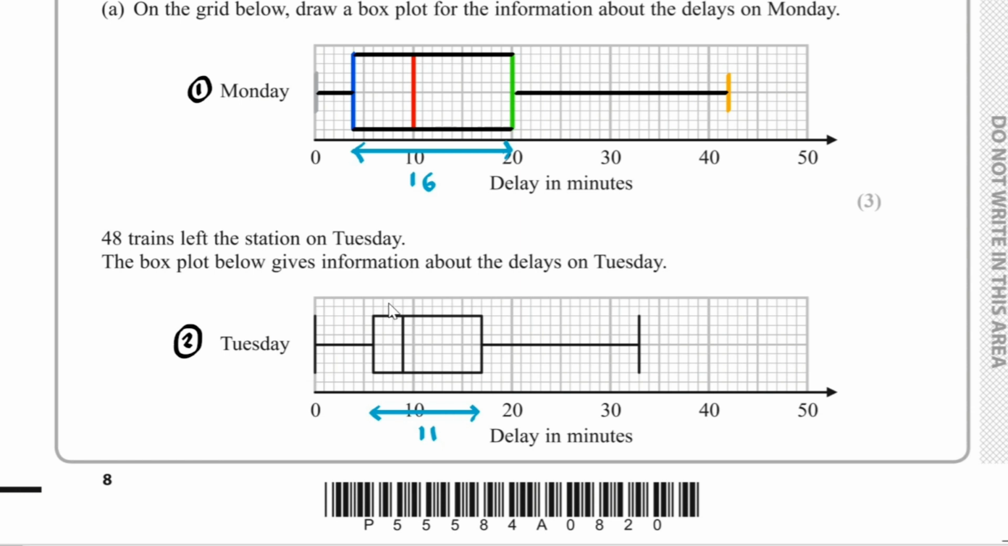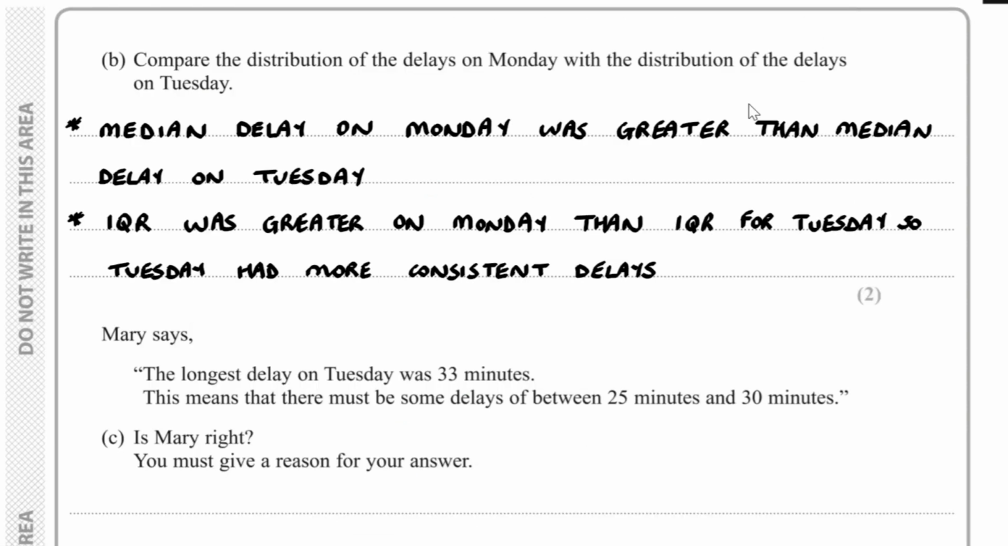So we can see that the interquartile range on Monday was greater than the interquartile range for Tuesday. So the interquartile range on Monday is greater than the interquartile range on Tuesday, which means that Tuesday had a more consistent pattern of delays.